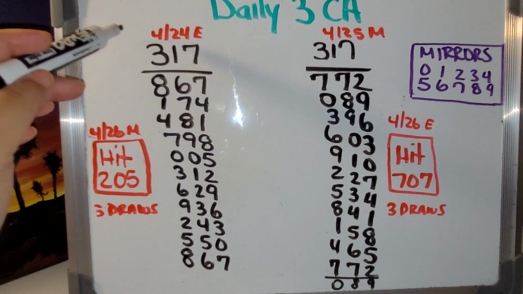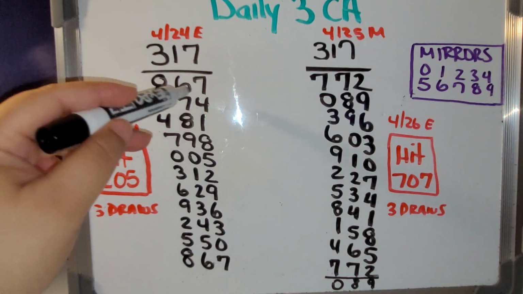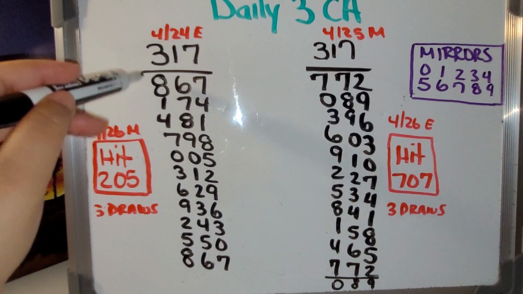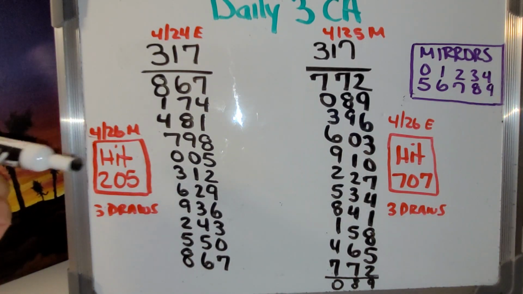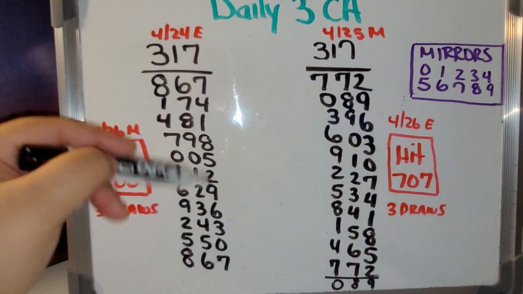All right, so April 24th, that evening, fell 867. What I simply did is I plugged it into a 317 rundown. For those that don't understand how to count a rundown out, I'll do one for you real quick. You're simply adding each number to the columns.